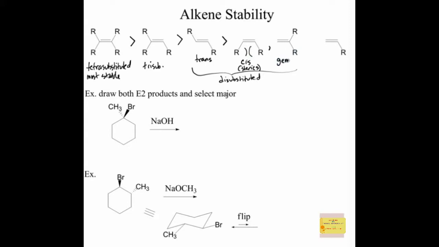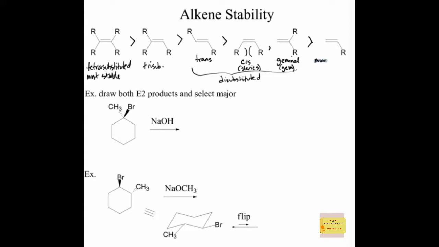This is called geminal, or gem for short. And having two groups on just one end of the double bond is not a very stable arrangement. I usually don't care too much about comparing these two, but for sure you should know that neither of these is as good as the trans relationship, but typically cis is better than geminal. Okay, and all these are better than having just a single alkyl group.